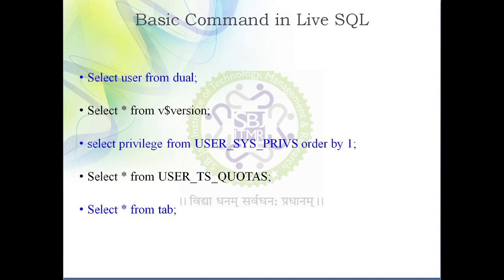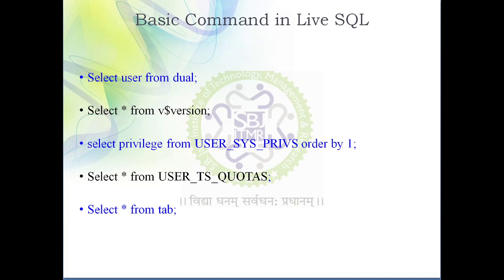Now next, what are the basic commands that you can use in LiveSQL? Select user from dual. Dual is a default table provided by Oracle. What is the use of this command? Select user from dual will show the name of the user using it. Then select star from $version. It will show you the version of Oracle that you are using. Then the next command is select privilege from user_sys_privs order by 1. After executing this command you will get to know the privileges provided to you by LiveSQL.